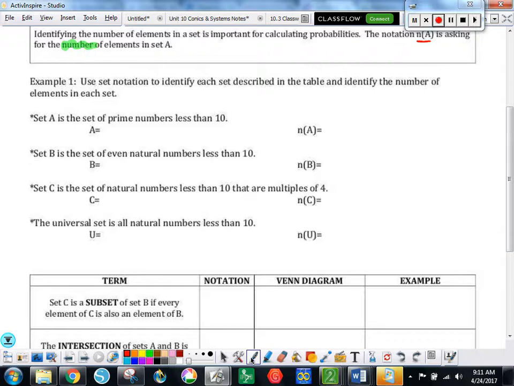Example 1. Use set notation to identify each set described in the table and identify the number of elements in each set. So, set A is the set of prime numbers less than 10. So what would be in set A? What's the first number? 1 technically is not a prime number. 2. 2 is the first. 2, and then 3, and then 5, and then anything else? So the number of elements in that set is 4.